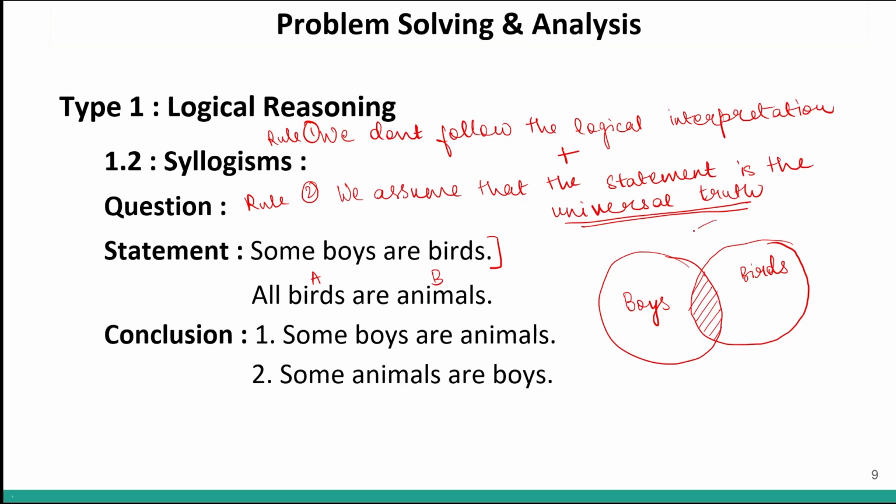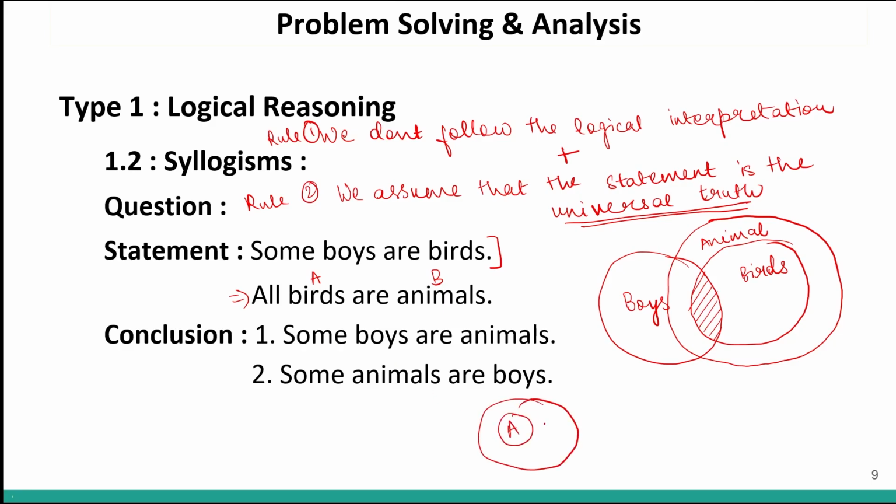That means that this will be my animal, because all birds are part of animal. This is given in option number 2. All A are B. Correct? This is how we represent. This is definitive truth. Now, moving on, two conclusions are given to us and we have to identify which of the conclusions are true.